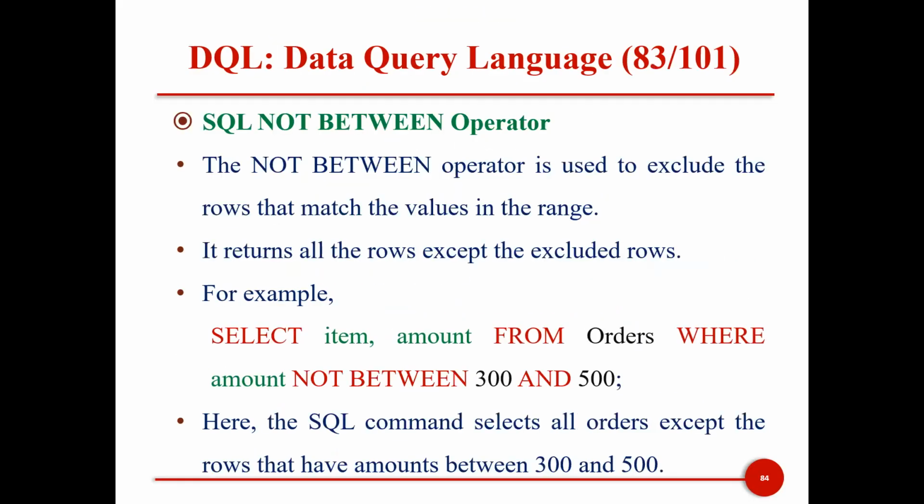Then we have NOT BETWEEN. If you want to display amounts which are not between what you have included there, then use NOT BETWEEN. Select the items where, instead of having amount is BETWEEN, you put amount NOT BETWEEN. Then you specify the range, and it will display for you those amounts which are outside the range that you have specified there.